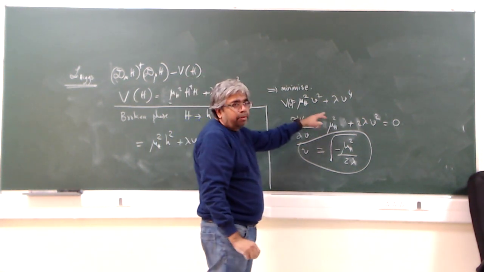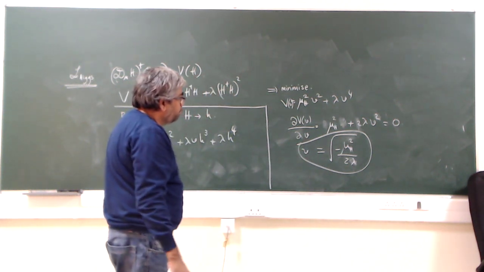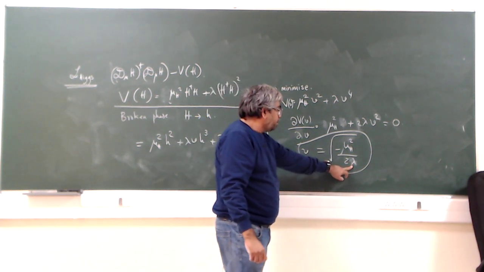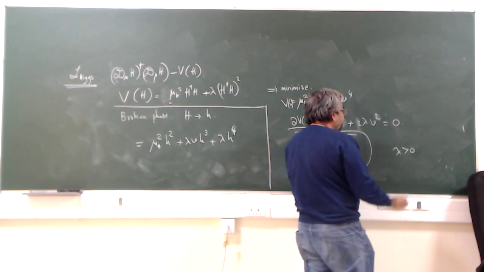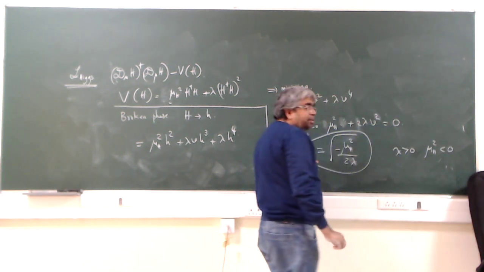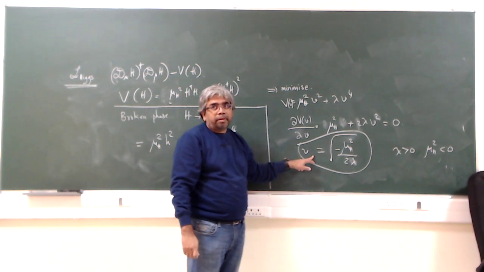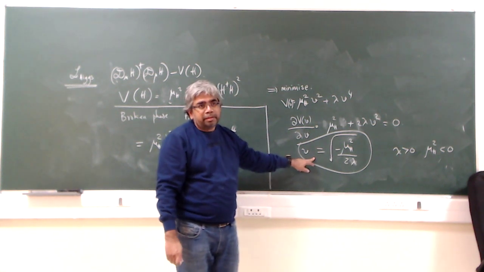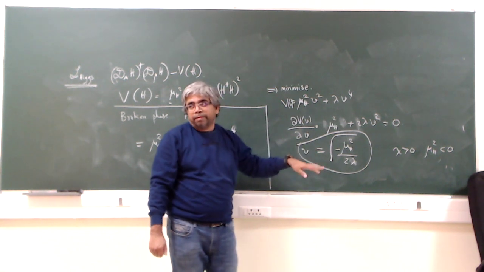Now, if you call it v by root 2, you have a different factor of 2 ambiguity essentially. Now, if lambda is greater than 0, okay, the condition is that lambda is greater than 0, mu square is negative, then this has some physical value. If either of these conditions is violated, okay, you won't have any physical value.